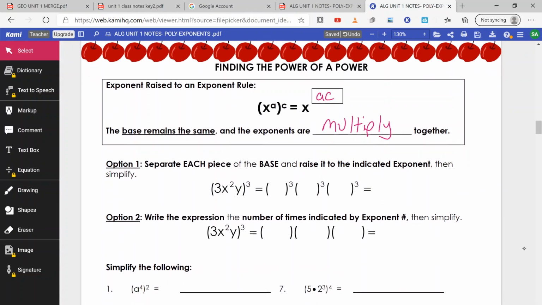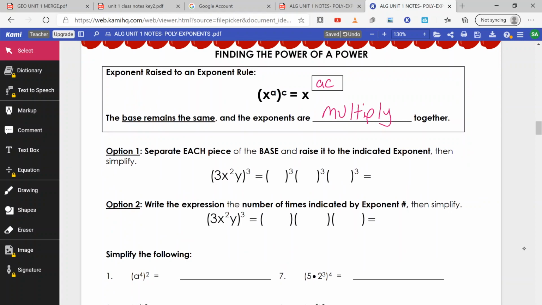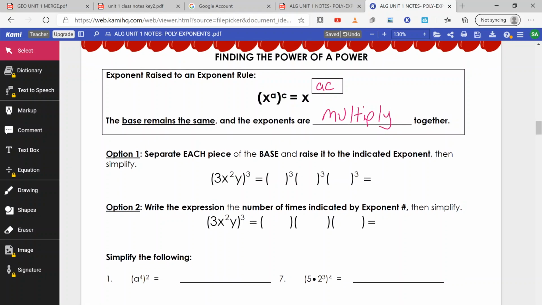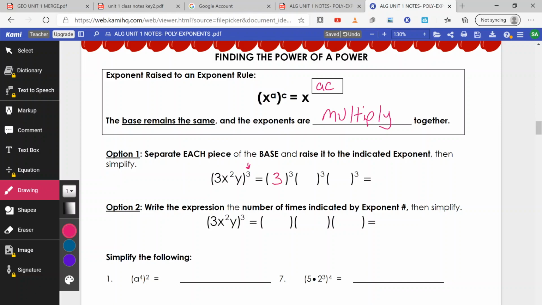So we have a couple different options. So up above, we learned that m squared is m times m. So if I think about this, what I'm really doing is whatever's inside the parentheses, I am multiplying, in this case, 3 times. So I am raising each piece. In this case, we have 3. We have x squared, and we have y.